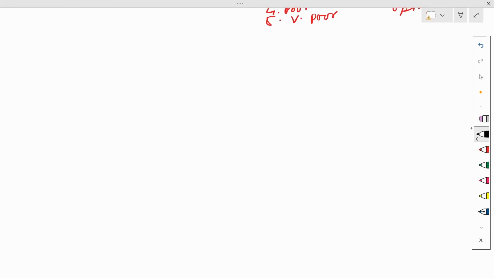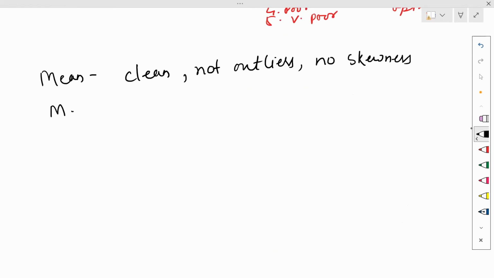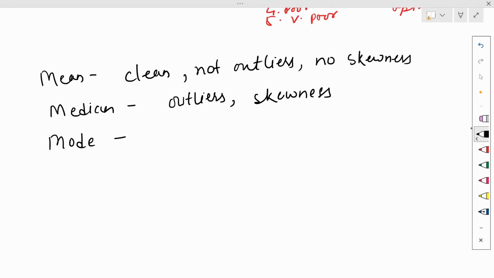So to summarize, we can say we should use mean when data is clean, with no outliers and no skewness. Median can be used where there are or there could be outliers and skewness in the data. And then mode should be used wherever we are dealing with either categorical data or want to have the analysis of the most frequently occurring element.